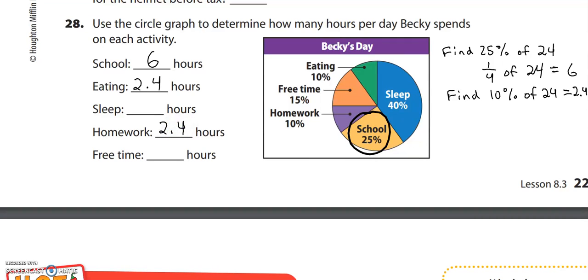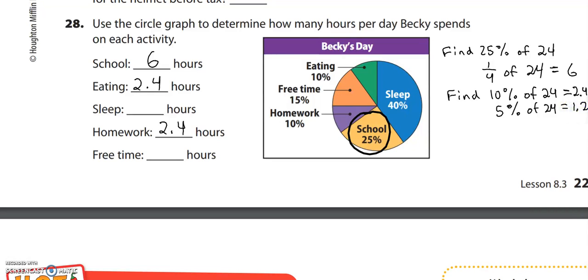All right, so we need to figure out now sleep and free time. And I think I'll do free time first because that's 15%. So let's go ahead and figure out what we can do to figure out 15%. There's a couple of different ways we could do this. I would like to try it mentally. And here's how I'm going to do it. Instead of finding 15%, I'm going to find 5%, because it should be pretty simple. I know that 5% is exactly half of 10%. So 5% of 24 needs to be exactly half of 2.4. And half of 2.4 is 1.2.